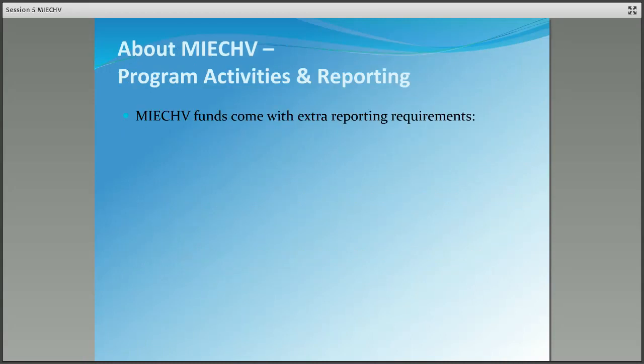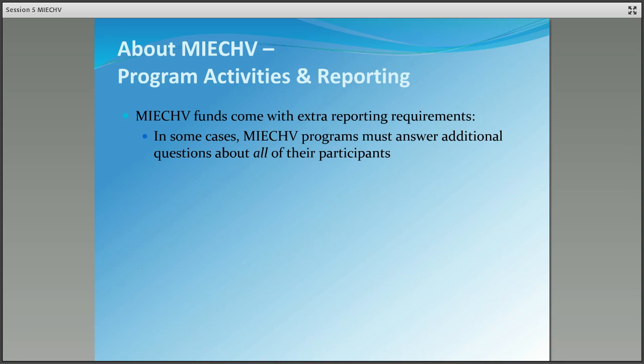MCV funds come with extra reporting requirements. The federal government wants to know how we're spending this money. In some cases, MCV programs must answer additional questions about all of their participants. In others, CHSR pulls information already part of the Healthy Families New York forms in the MIS to make new reports to send to the Department of Health. This webinar will focus on what these additional reporting requirements are and how we measure program performance using this information.